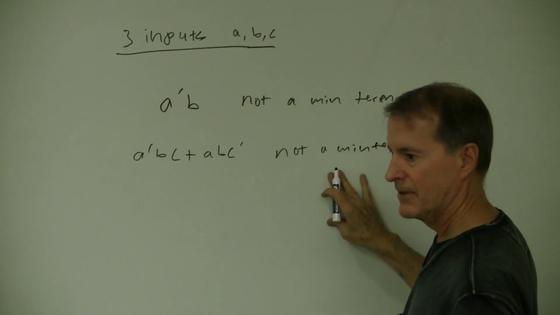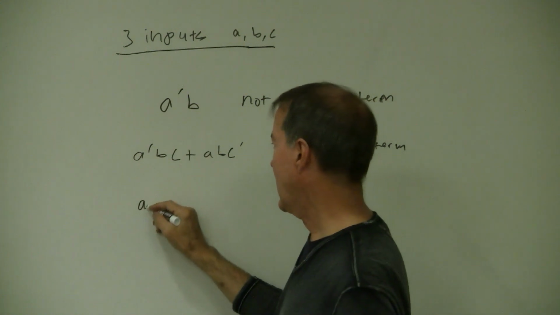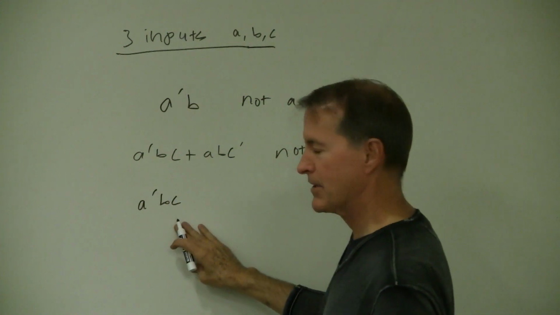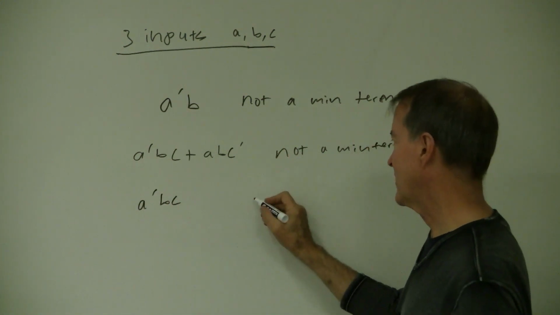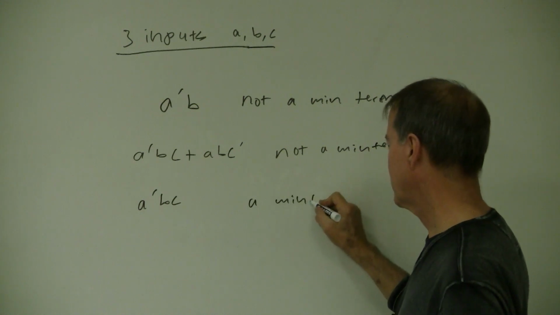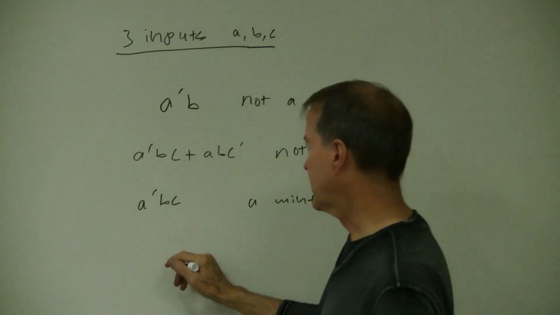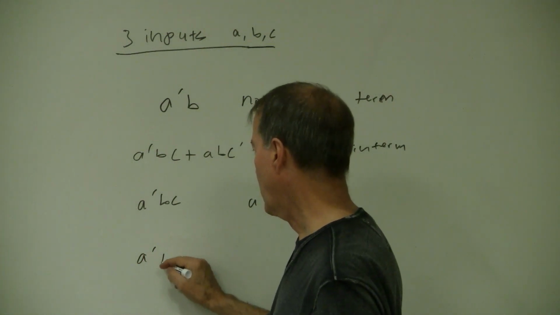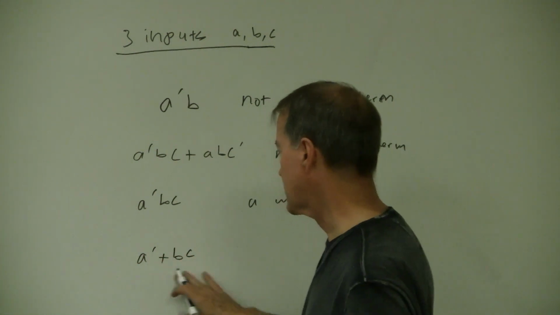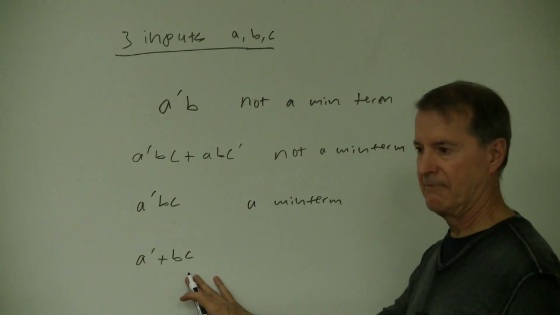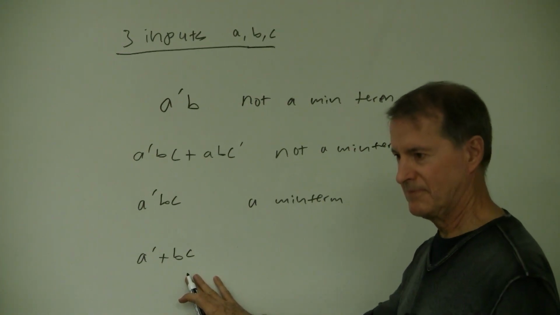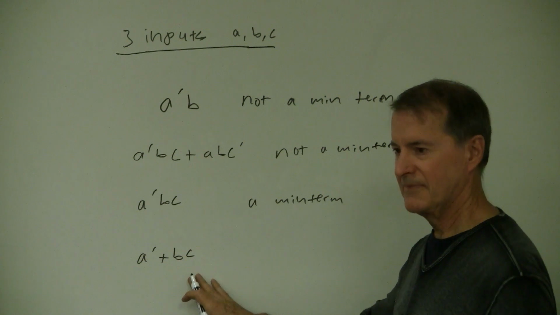On the other hand, how about A prime, B, C? Is this a minterm? Yeah. This is a minterm. Now, does everybody see what a minterm is? And how about this? A prime or BC. Is this a minterm? No. It's not a minterm.